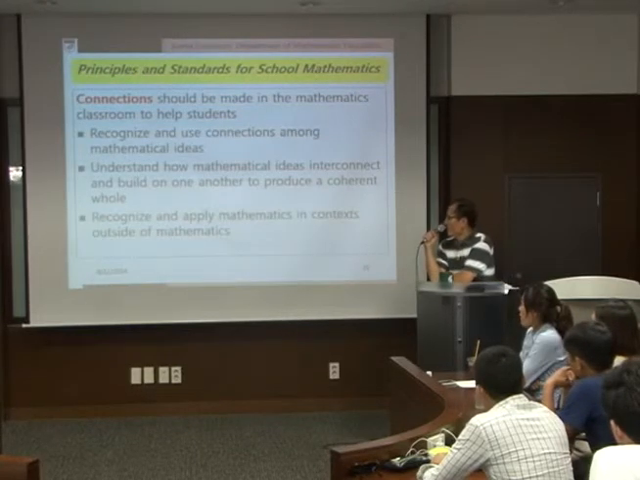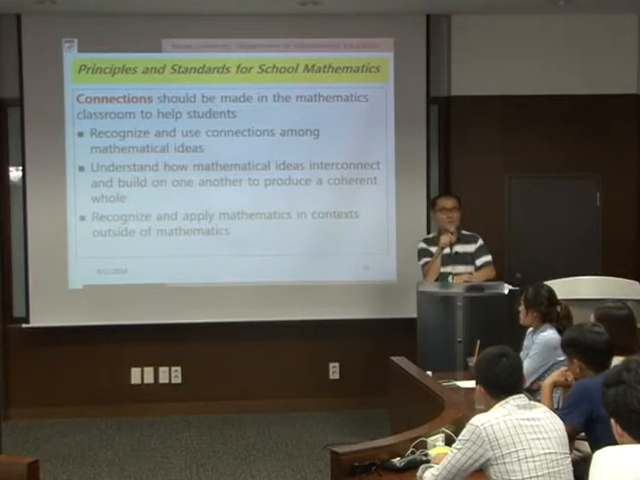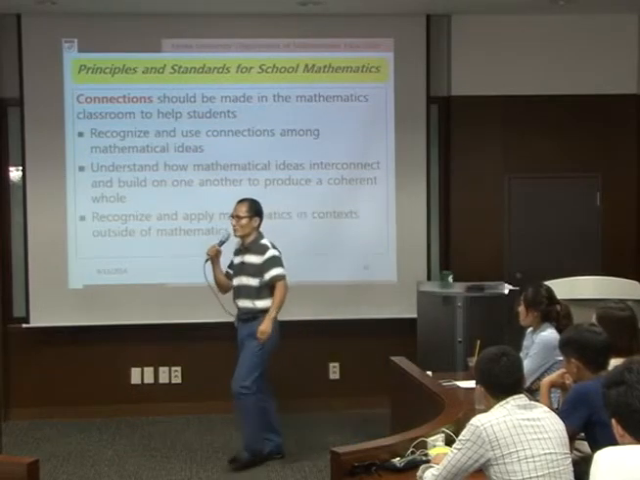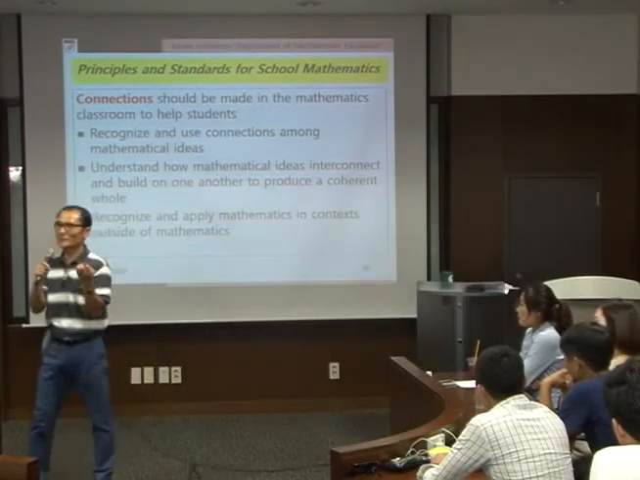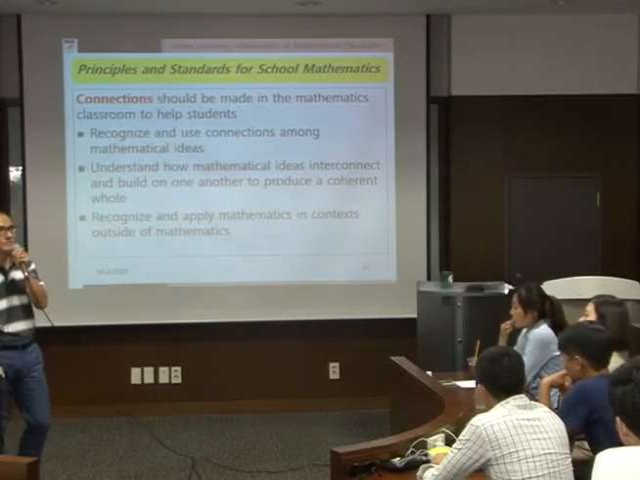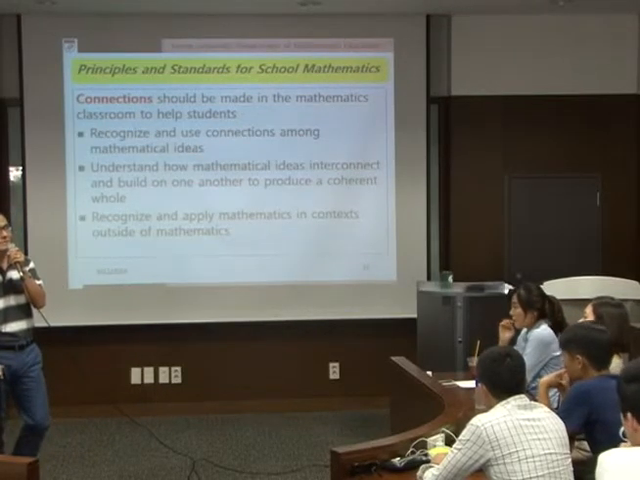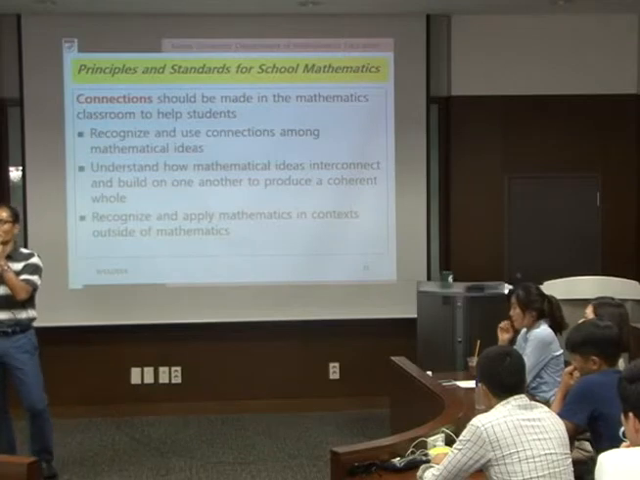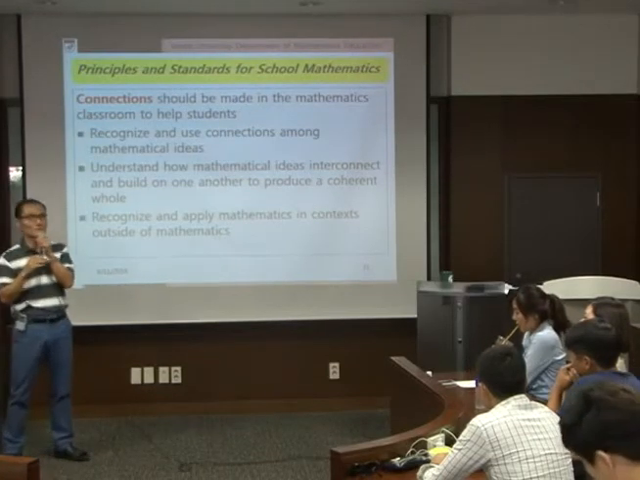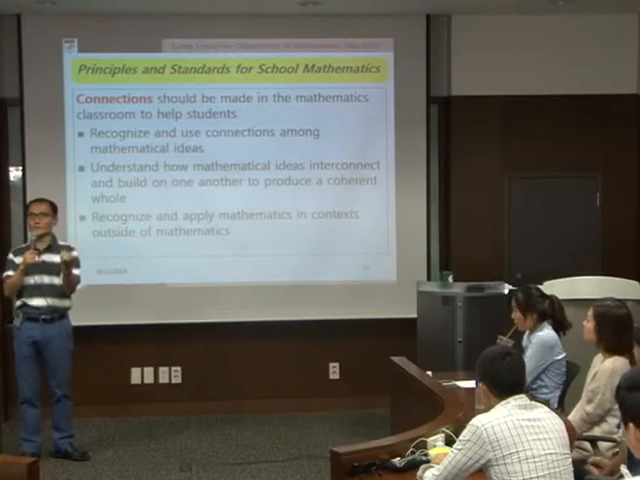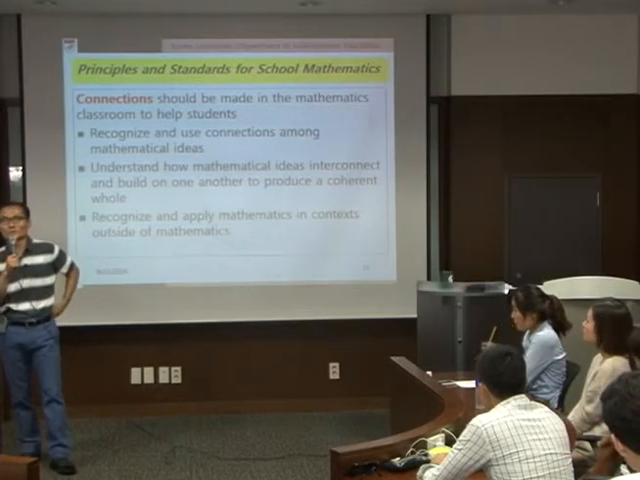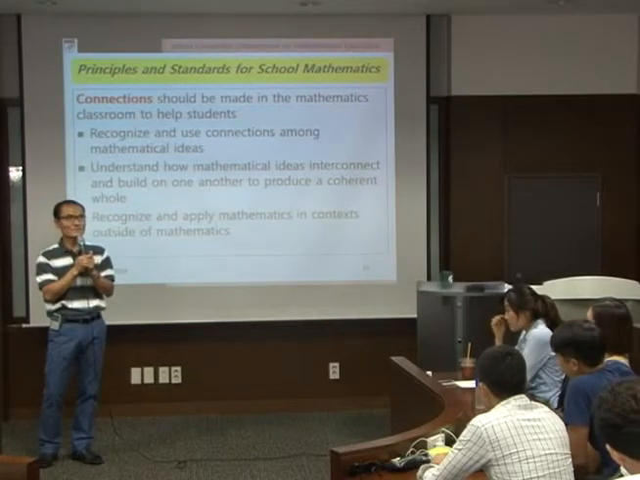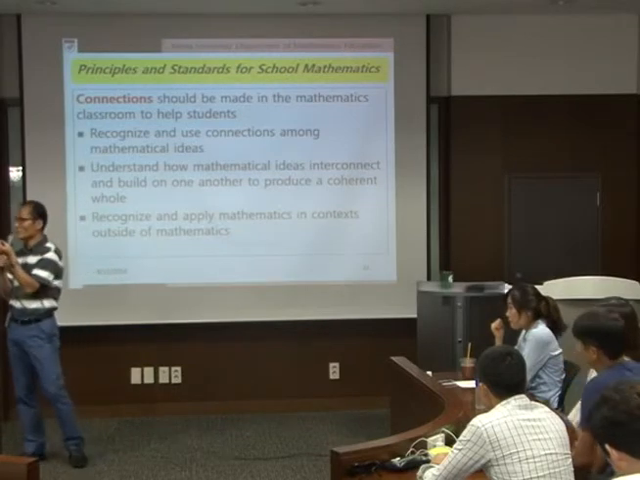Also, recognize and apply mathematics in contexts outside of mathematics. This is obviously connection, right? For instance, let me give one simple example. In middle school, a word problem is the same as an algebraic problem. For instance, 2x plus 1 equals 3. They can solve it: 2x equals 2, x equals 1. But all of a sudden, you provide a word problem related to the same problem, 2x plus 1 equals 3. If a student cannot solve that problem, what is the problem? They may not provide connection, right?